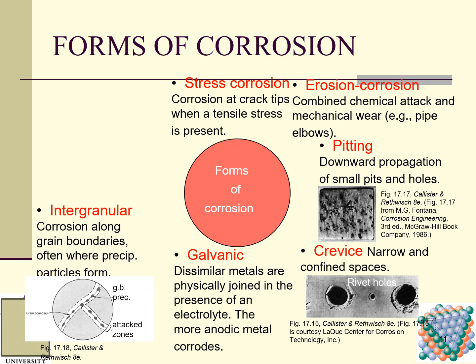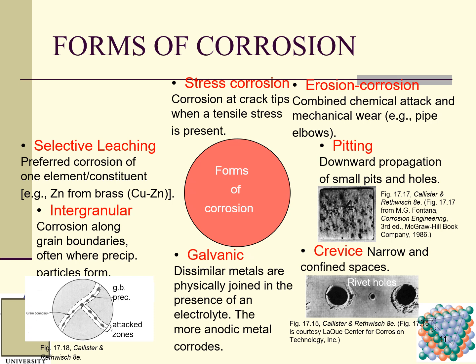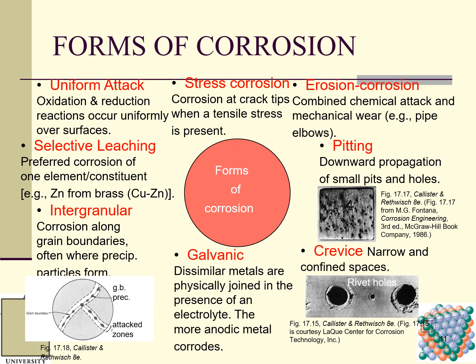Intergranular corrosion is irregular corrosion along grain boundaries, often where precipitation particles form. Look here: grain boundary, precipitation. This is one grain, one grain, one grain, and this zone is the attack zone. Selective leaching is the preferential corrosion of one element or constituent, for example, zinc from brass. I just want to eliminate one single element or constituent and keep another one. And uniform attack: oxidation and reduction reactions occur uniformly over the surface. So these are the forms of corrosion.